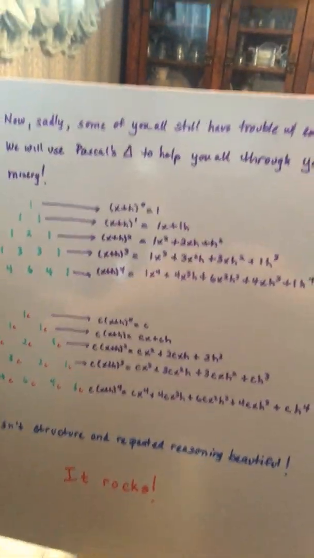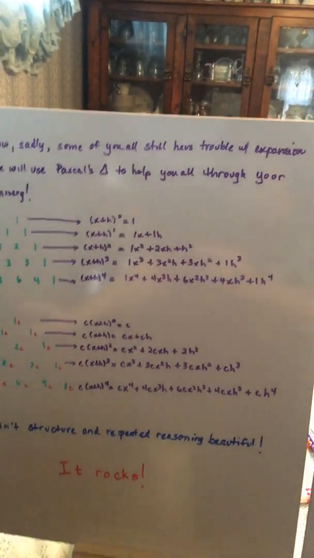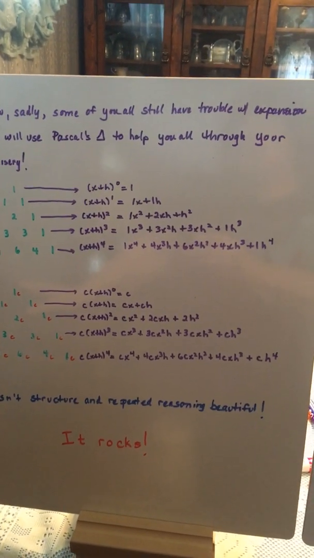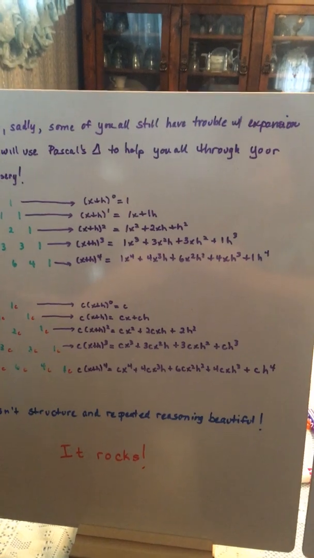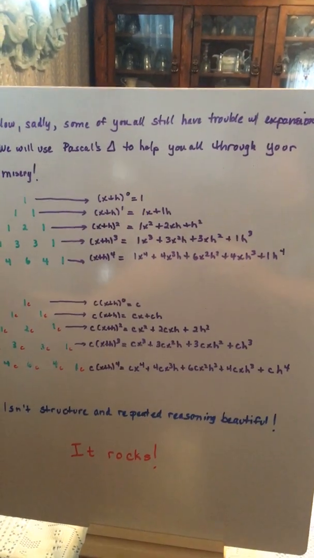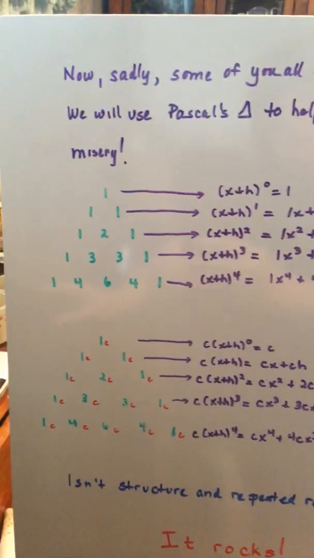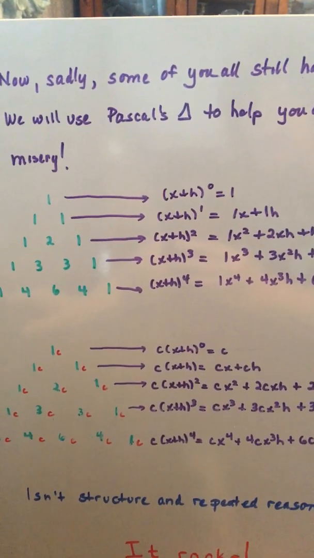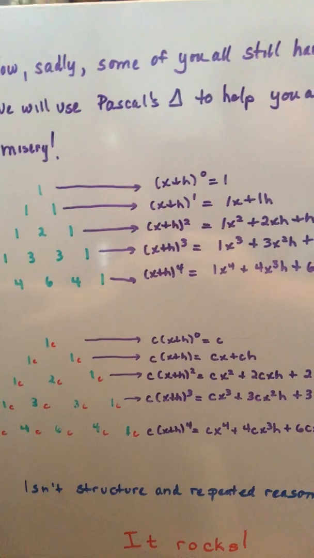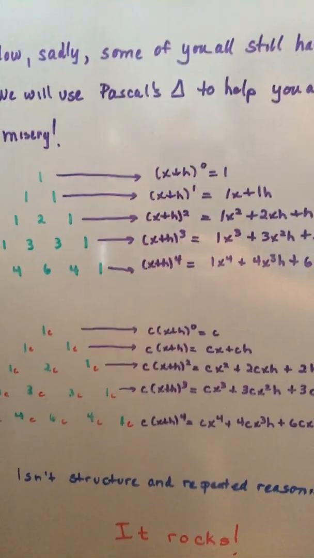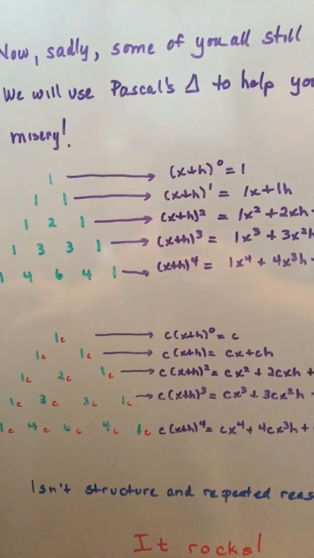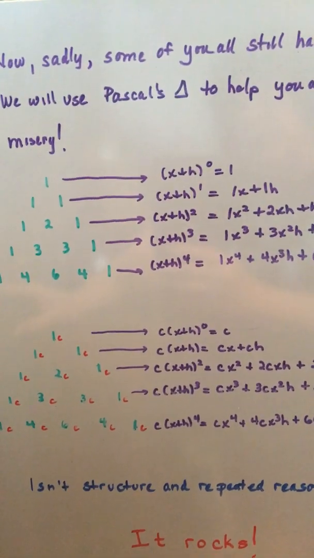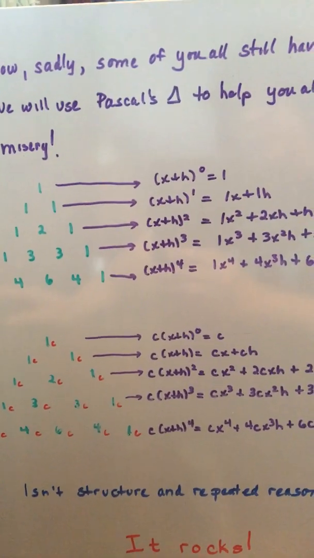get there, sadly, some of you have trouble with expansion. We're going to remind you of Pascal's triangle to help you through your misery. So notice the top one means x plus h to the 0. We wrote it earlier as x plus y and a plus b and f plus l and all those cute things. But you're always going to be using x plus h now, so we're just plugging in x plus h instead of f plus l.